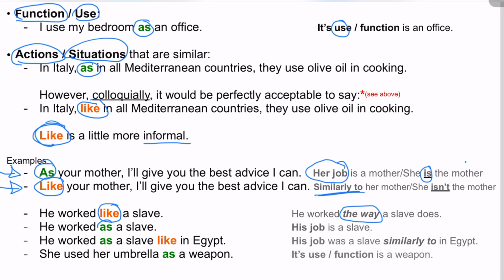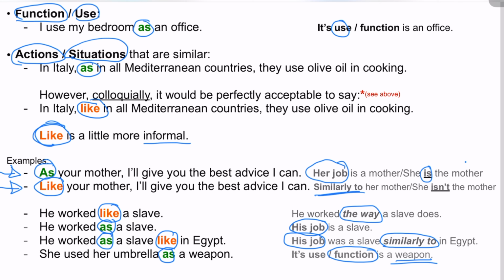Instead, he worked as a slave means his job was to be a slave. It's very different. Or we can even say he worked as a slave, like in Egypt, means his job was a slave. And it's similar to the period of the Egyptians who had a lot of slaves. Instead, she used her umbrella as a weapon, means the function of this umbrella is not to protect you from the rain, but to protect you from danger, and so you can use it as a weapon. A gun is a weapon, a bow and arrow are weapons, a bomb is a weapon, something which can hurt another person is a weapon.